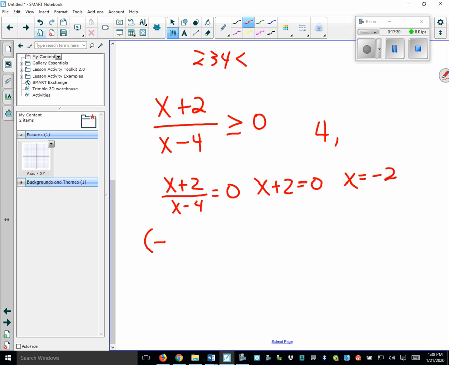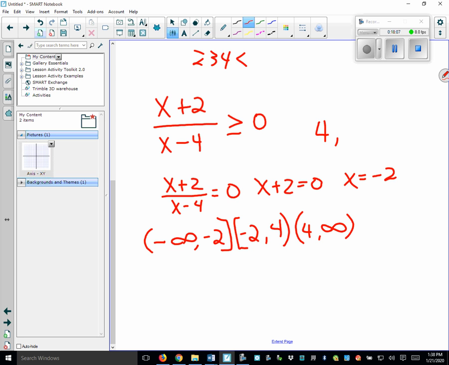Set up my interval, negative infinity to what? Negative 2. And it gets a bracket, negative 2 to 4, and 4 gets a parenthesis, and 4 to infinity. Now, pick a number in the first interval. What do you want to pick? I want to pick -500.